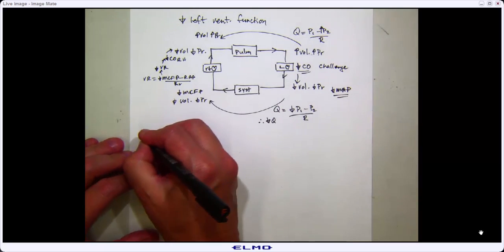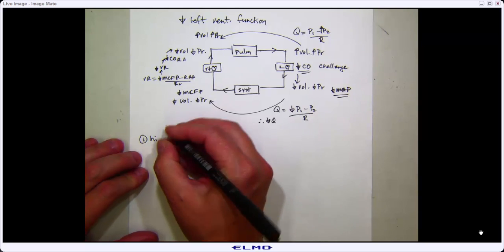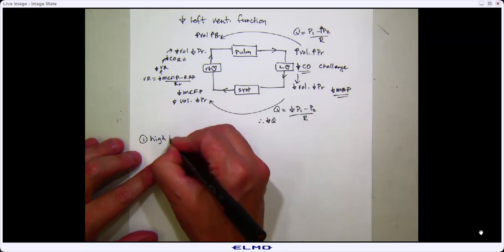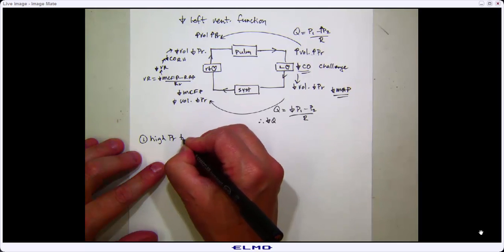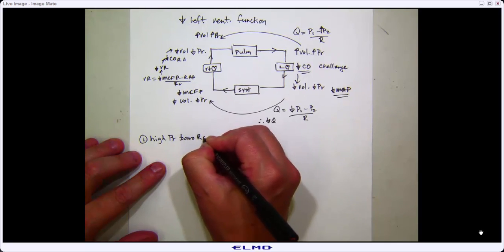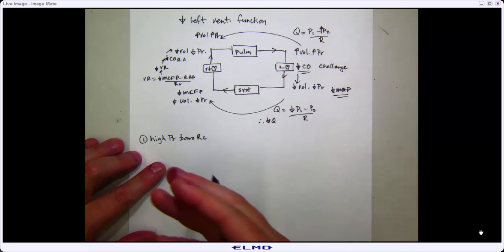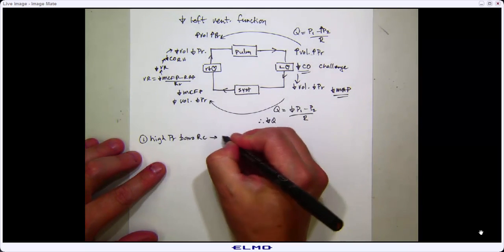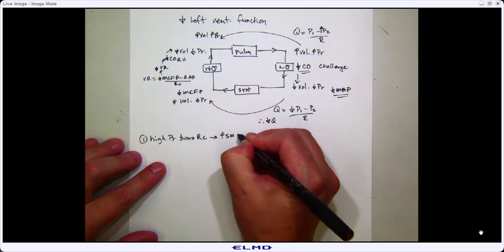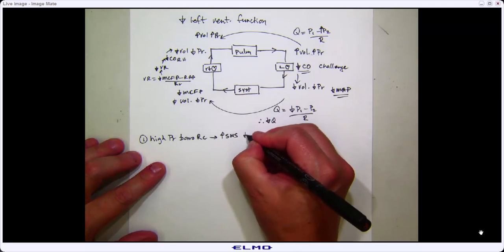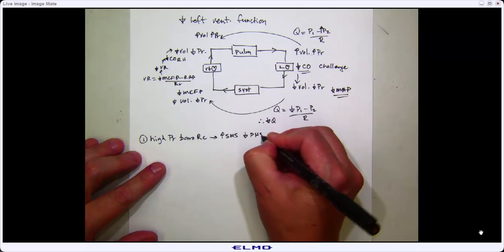So remember, we have those high pressure baroreceptors, sensing that mean arterial pressure, and with a drop in mean arterial pressure, it'll result in an increase in the sympathetic nervous system output and a decrease in the parasympathetic nervous system output.